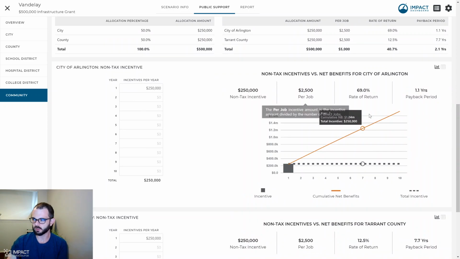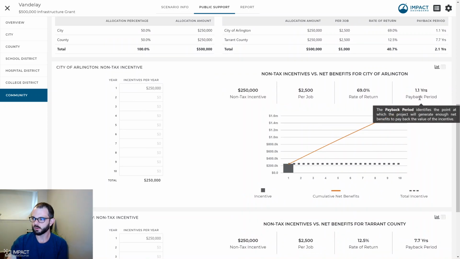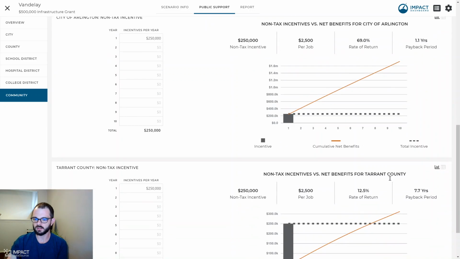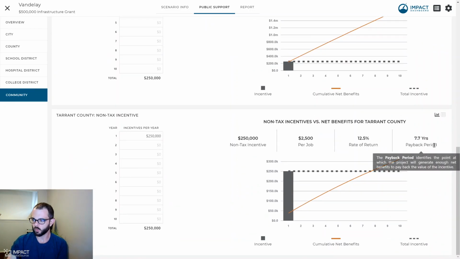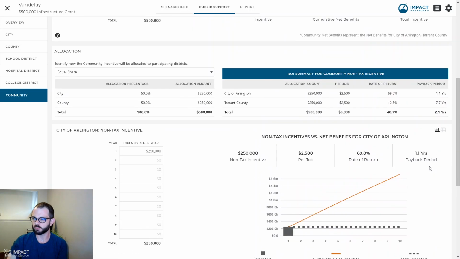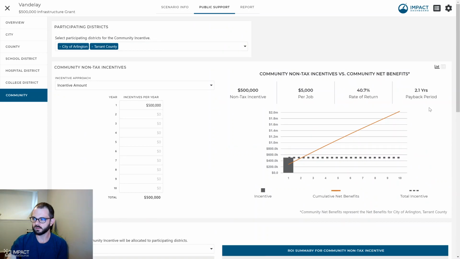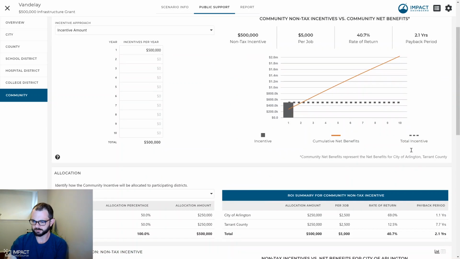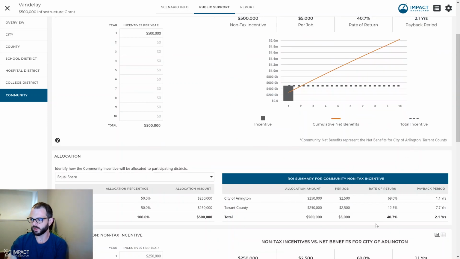First, for the city of Arlington in this case, for our city, a 1.1 year payback period, and then here's our county. It's taking quite a bit longer to get paid back. But again, if you remember, if we take that broad view, the combined payback is really 2.1 years. Now, that's only on the allocation if we think of that as 50-50.